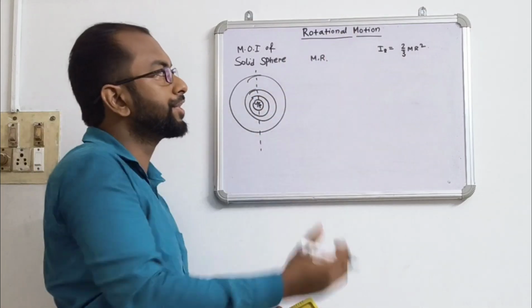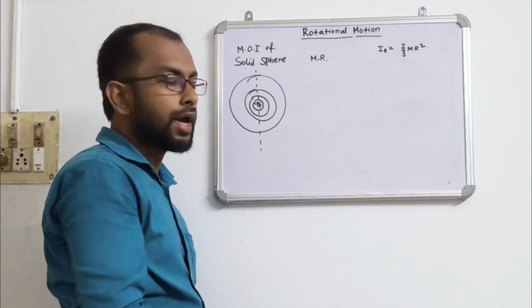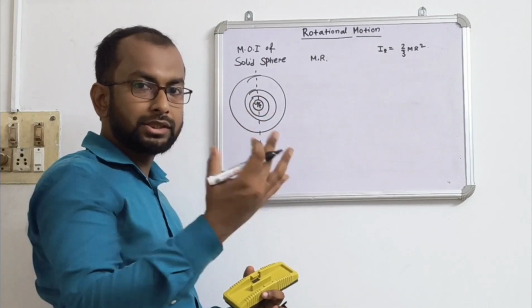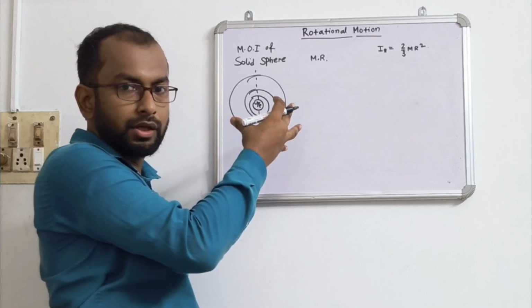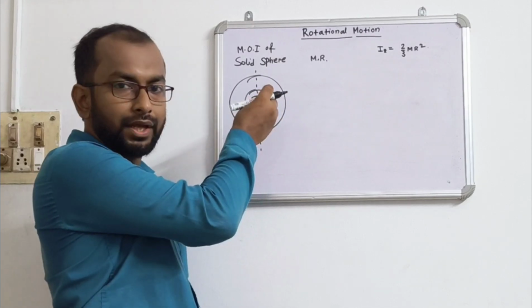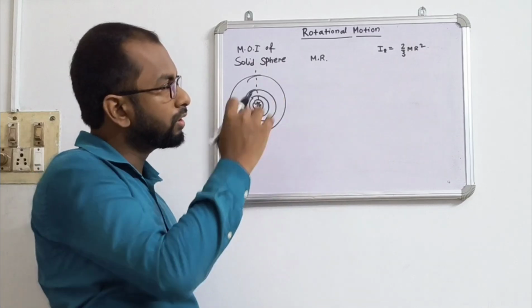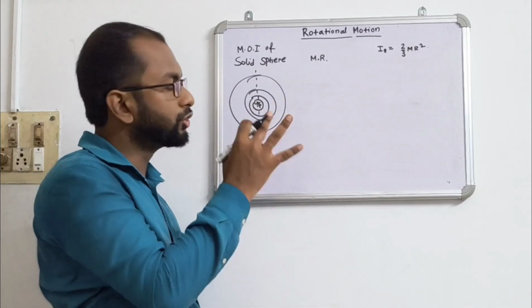So it will be definitely less than the hollow sphere. As I told, that moment of inertia depends on the mass distribution away from the axis. If some mass is distributed towards the axis, then the moment of inertia will be less. That is in the case of the hollow sphere and the solid sphere.